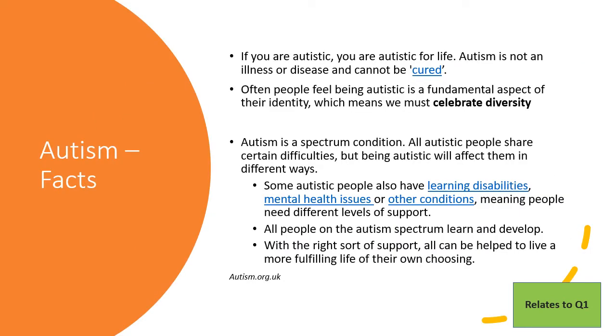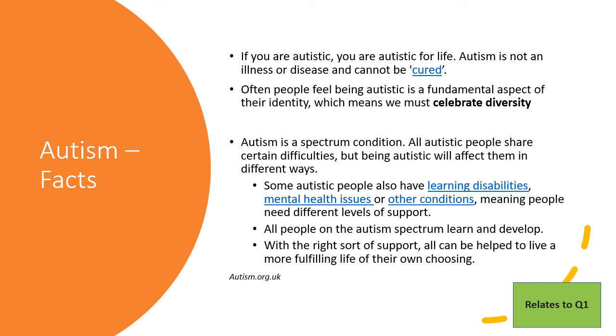On this slide, you will see some facts about autism. If you are autistic, you are autistic for life. Autism is not an illness or disease and cannot be cured. Often people feel being autistic is a fundamental aspect of their own identity, which means we must celebrate the differences, celebrate diversity. Autism is a spectrum condition.